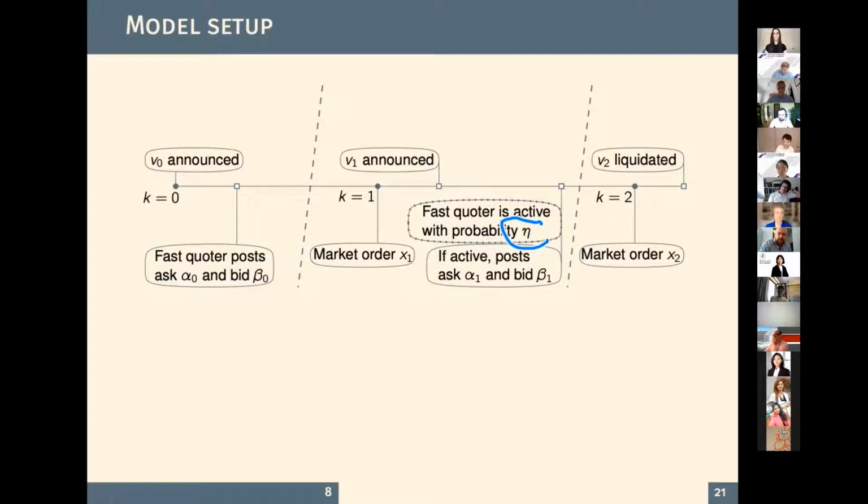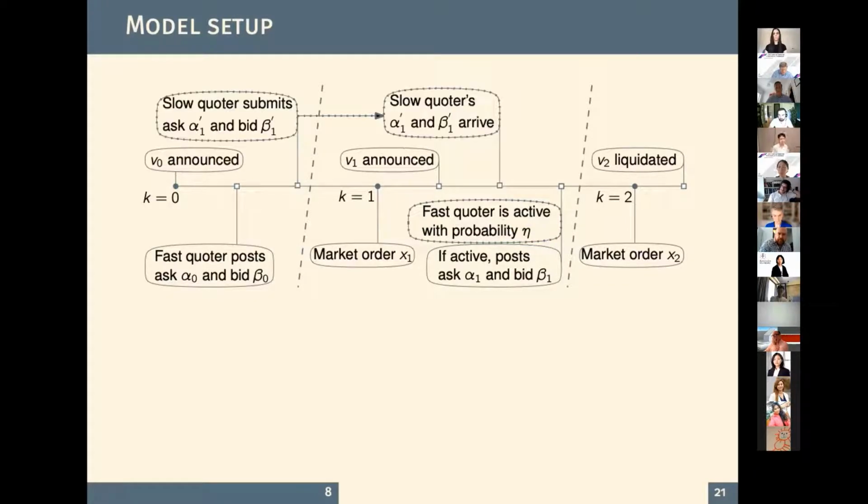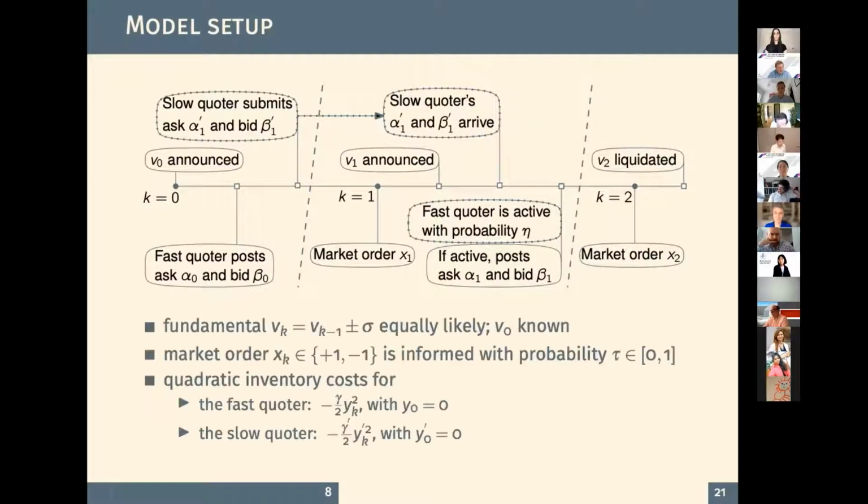What happens then? There will be no quotes and there will be no trade, right? So in order to have a trade, I introduce some slow coders. They're slow in the sense that they submit their orders in period 0 here, and they know that they're slow. Their orders will only arrive in period 1 here. Okay, so in the absence of the fast coders, the slow coders will prevail. Everything about the slow coder is with a prime. So that's alpha 1 and beta 1, the ask and bid here. And that's basically the only friction I throw into the model.